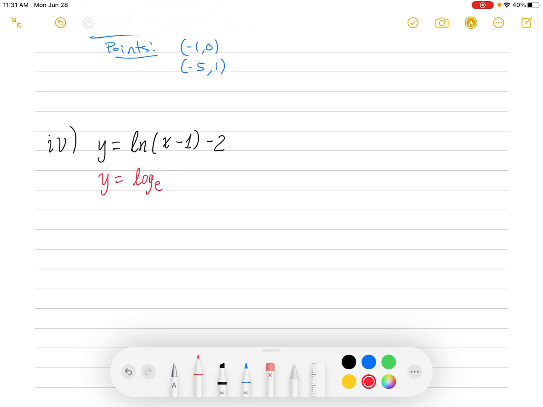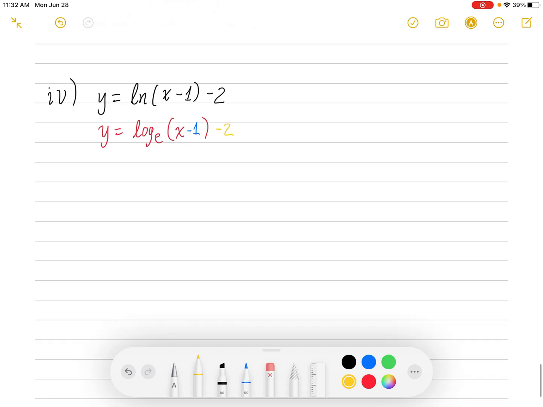Okay, so here we have a logarithmic function. It's a log base e, right? Let me write it out. It says y equals log base e, the natural log, of x minus 1 inside of the house, and then a -2 outside of the house. So basically you're going to start off with the natural log, the log base e function. You're going to shift it right 1 and then shift it down 2.